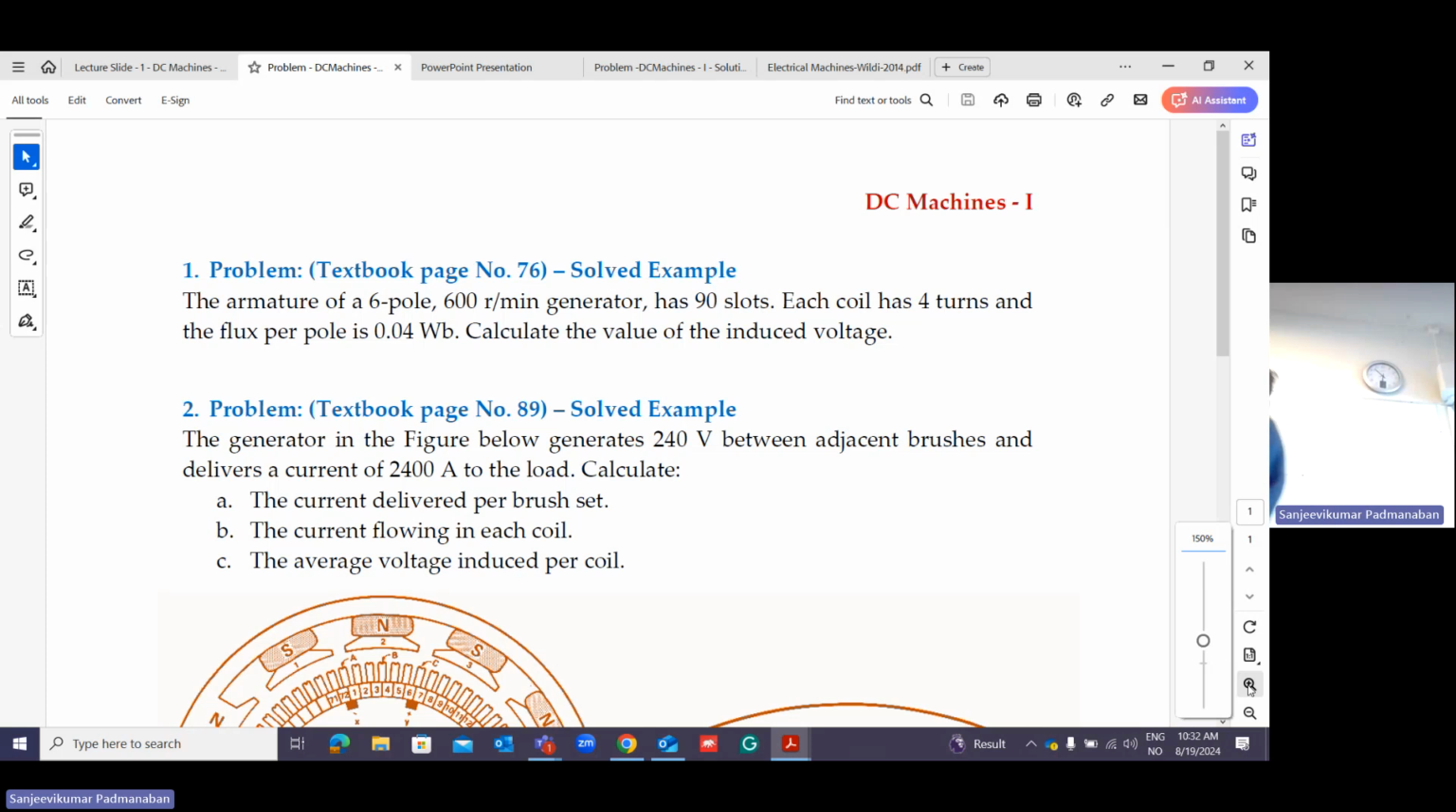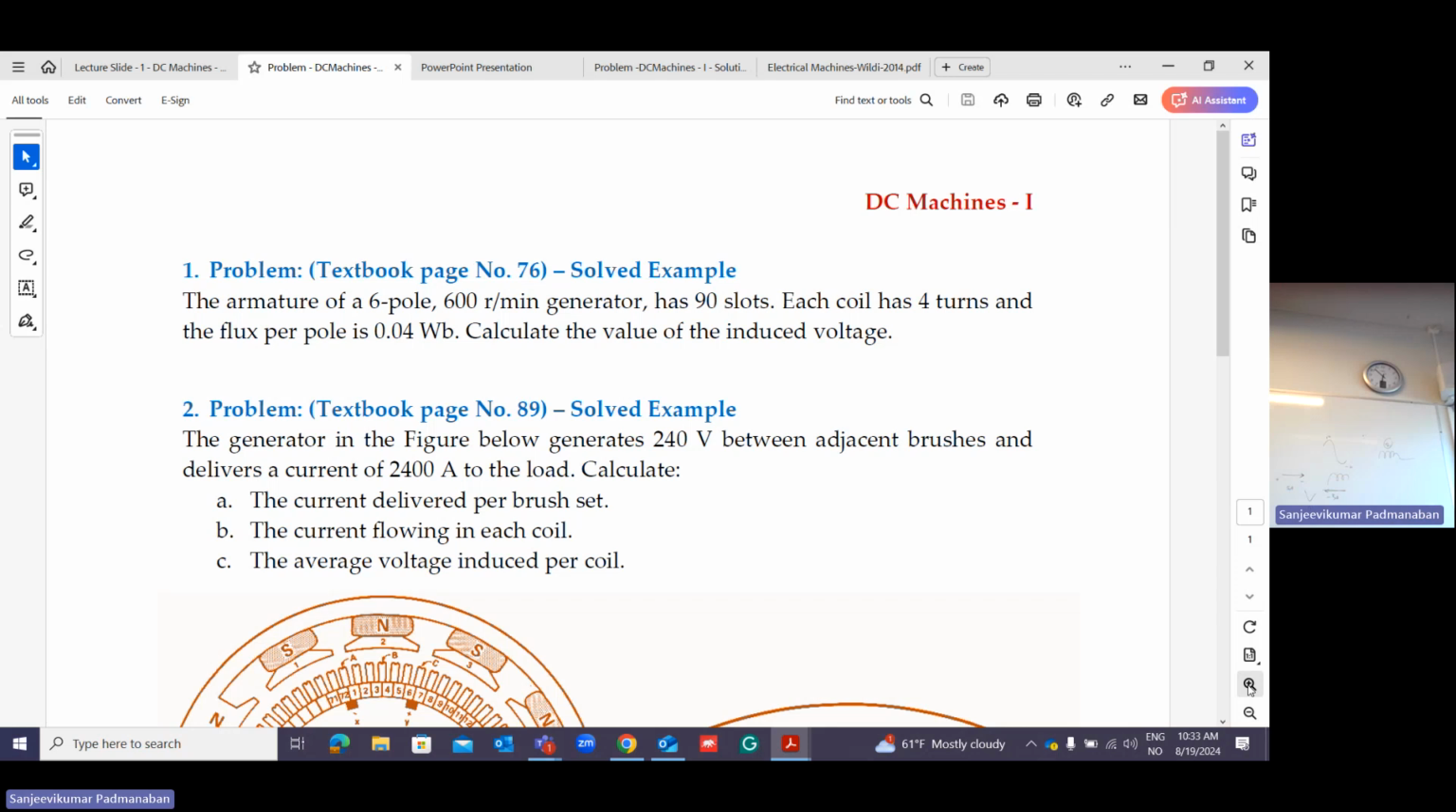The first problem. The armature of a 6-pole, 600 revolution per minute generator has 90 slots. These slots are 90. Okay. The armature of a 6-pole. It's not a two-pole machine. It's a 6-pole: 3 north poles and 3 south poles. Okay. 600 revolution per minute generator has 90 slots.